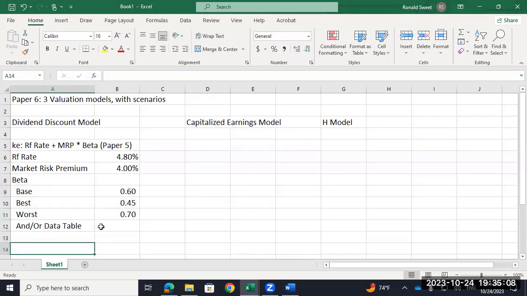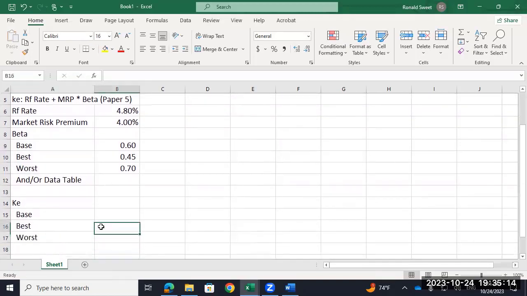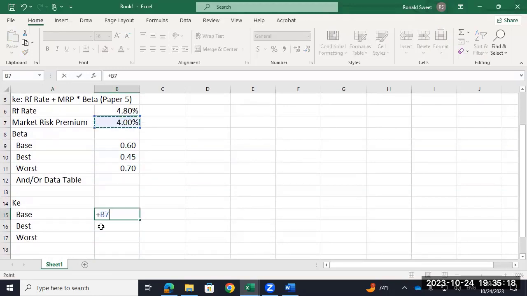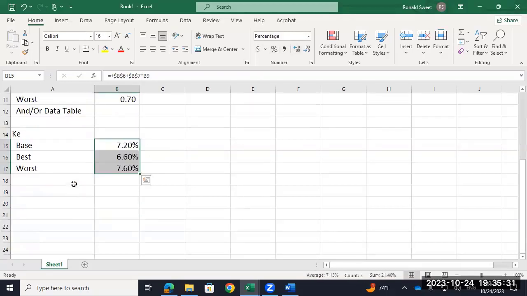And then that gives you the KE, best basing. So you do all of this in Excel, and then you're just going to talk about it. So your base case is going to be risk-free rate plus your market risk premium times your base beta. So there's my range. How wide can your range be? Well, depends on the company.